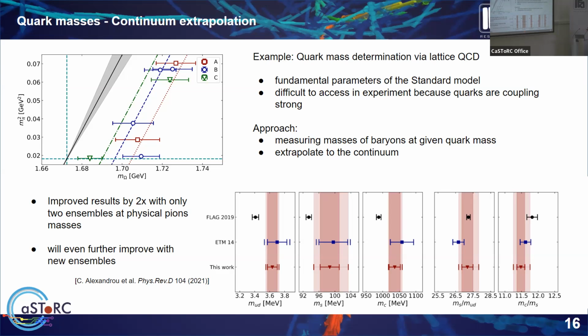Okay, so this is an overview of these results. If you look, there were ETMC results from 2014 compared to using only 2 physical point ensembles. We could improve the errors almost by a factor of 2 compared to these blue points. We still need to improve further; now we have more lattices compared to last year to improve this value.